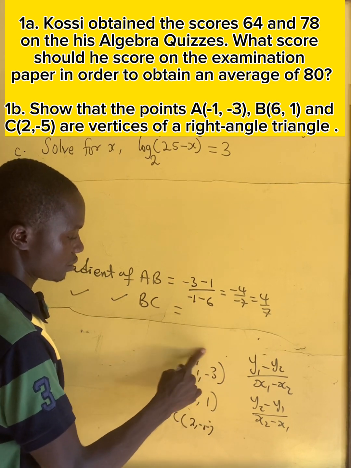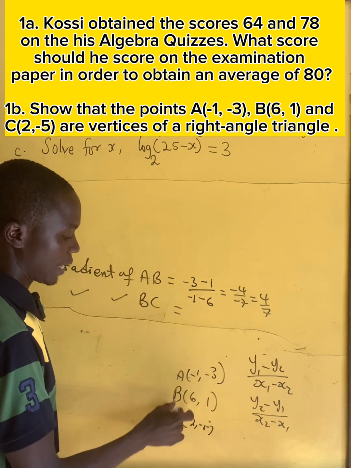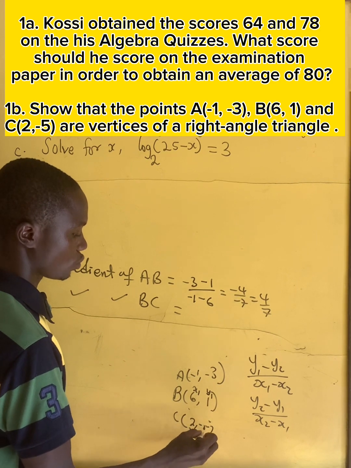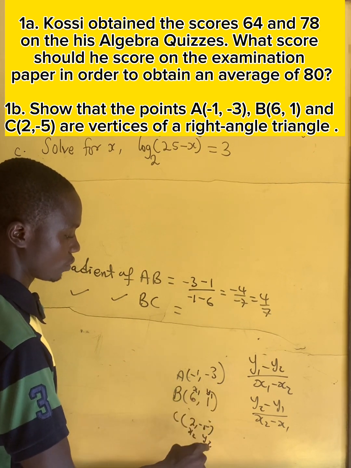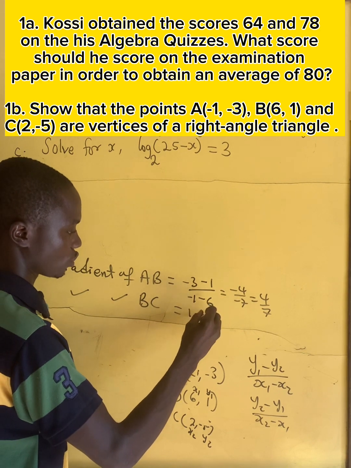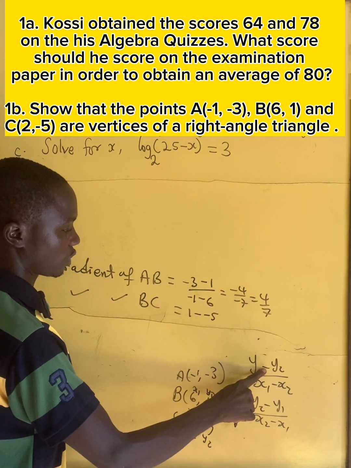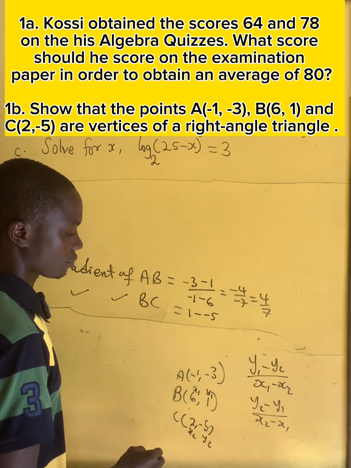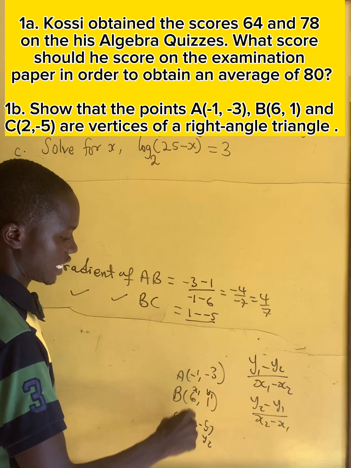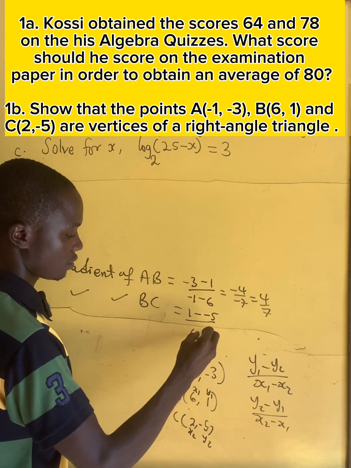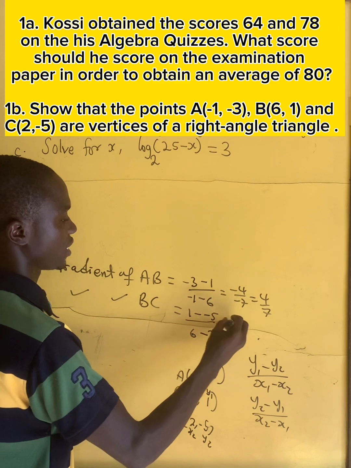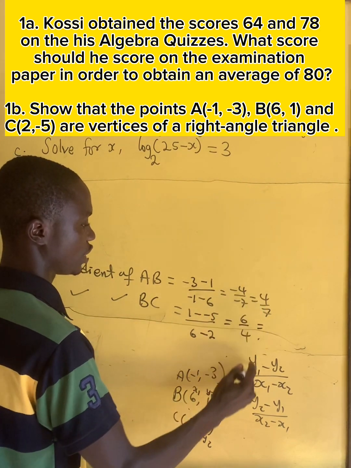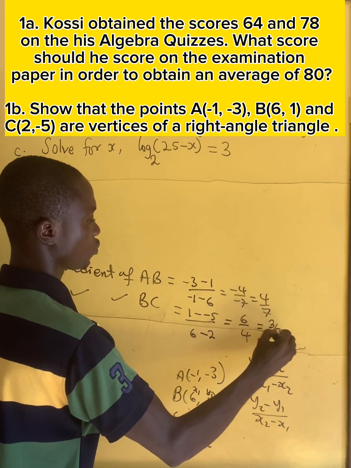So when I come to BC, I name x1, y1, x2, y2. So these are the y values. I take 1 minus minus 5, this minus is here and the y here is also minus, divided by, these are the x values, 6 minus 2. So this gives me 6 divided by 4, which reduces to 3 on 2.